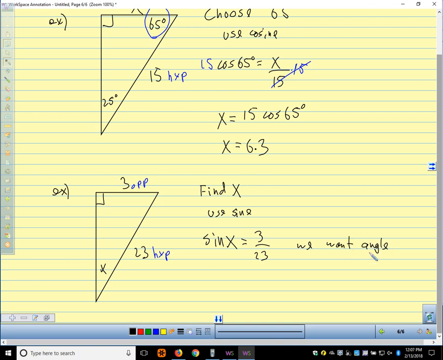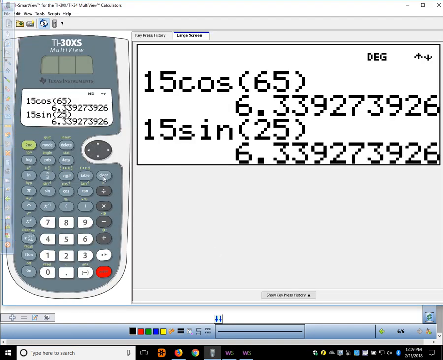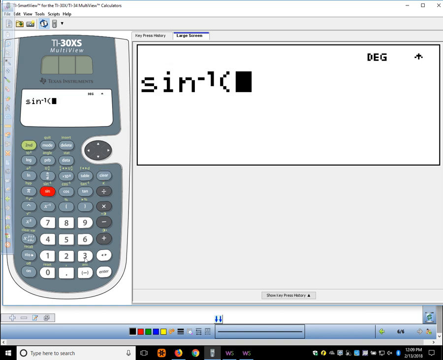We want the angle x. We said right after we talked about sines, cosines, and tangents, when we want to find an angle from a ratio, we use the inverse. To find the angle, we need to use the inverse sine. So x is going to be the inverse sine of 3 over 23. So when we find an angle, we need to use the inverse. So I'm going to put in my calculator just like this. Clear this away. We're going to do the inverse sine of 3 divided by 23.